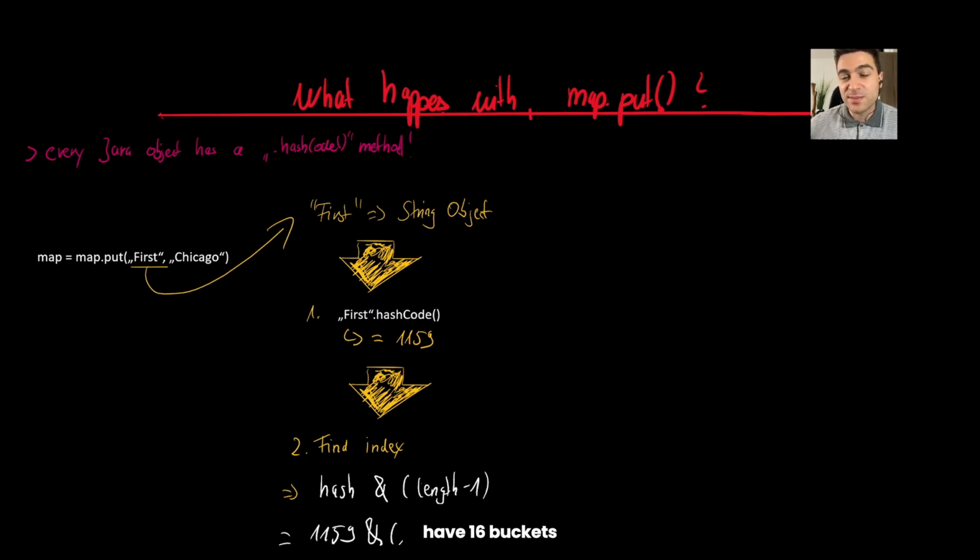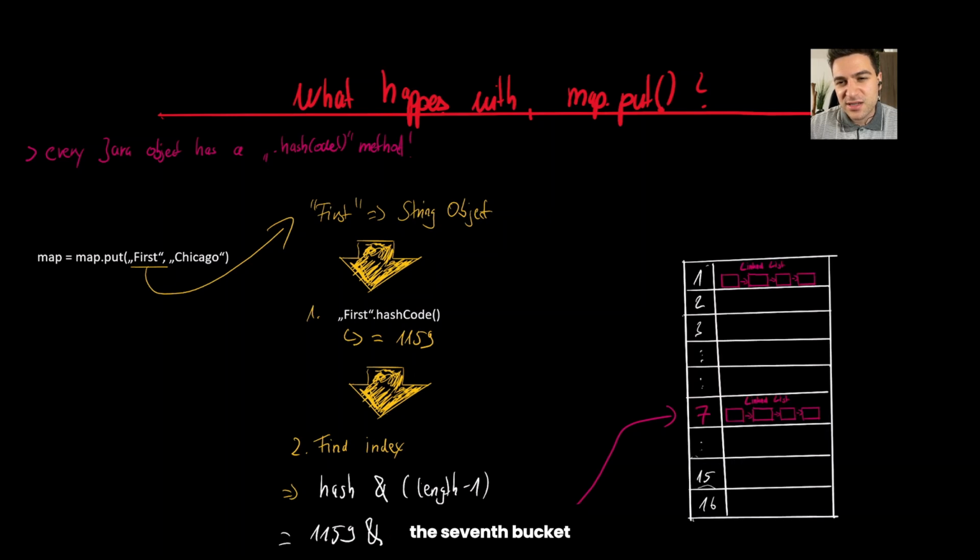We have 16 buckets, but we start, of course, counting with 0. This is why we have the minus 1. And the result is 7. So this means if we have a key whose name is first and a hash code of 1159, we will put it in the 7th bucket, as you can see here. So this will go to this bucket. And as I told you before, we have a linked list inside of it. So it's the first value of the linked list.